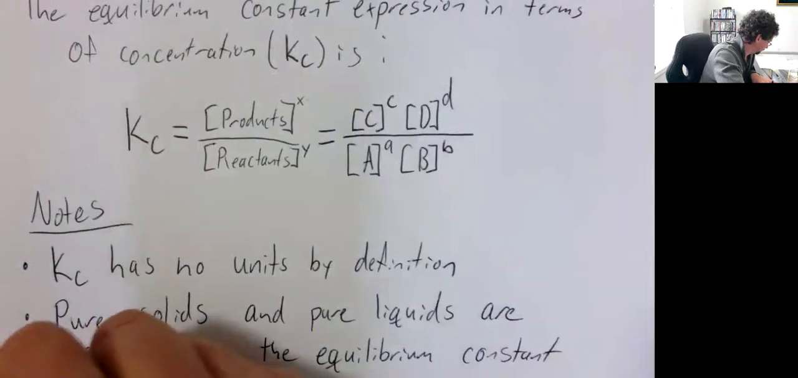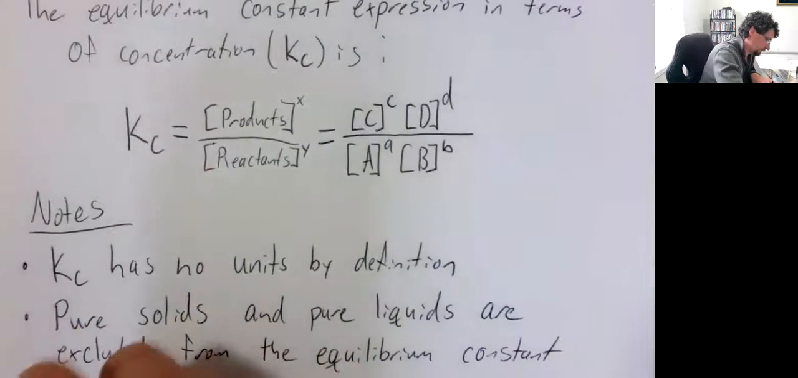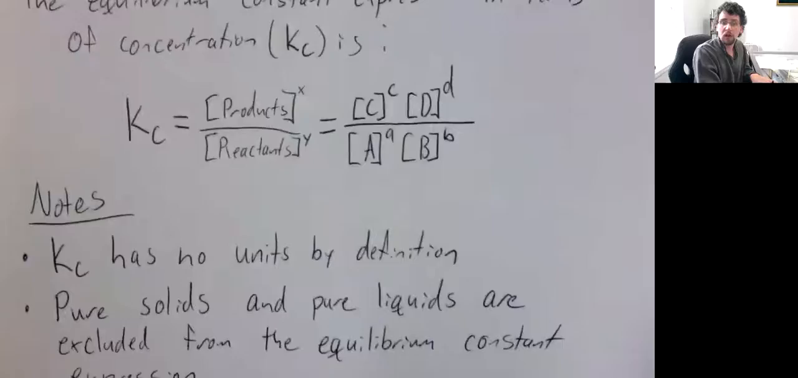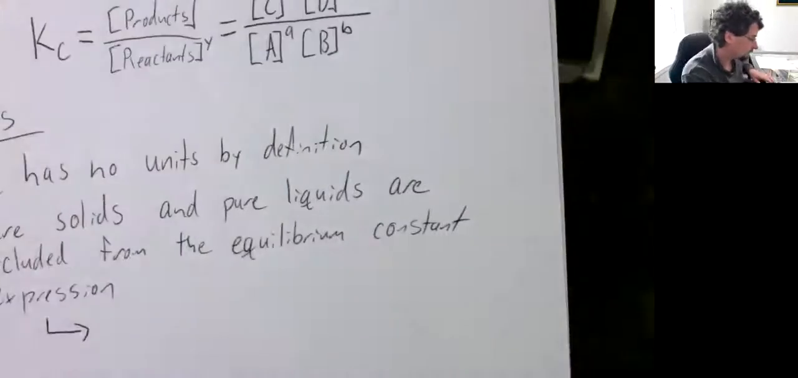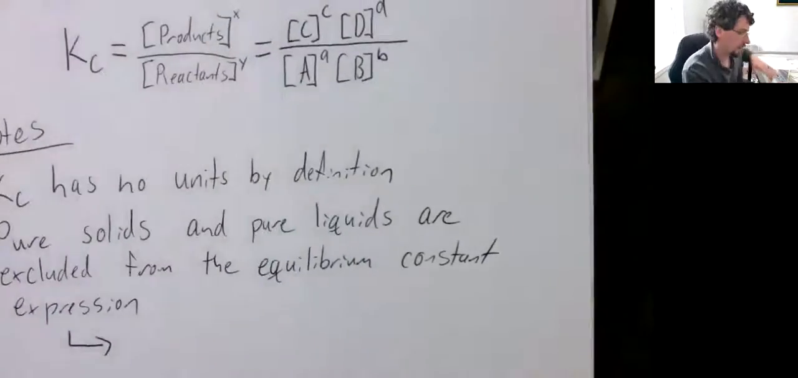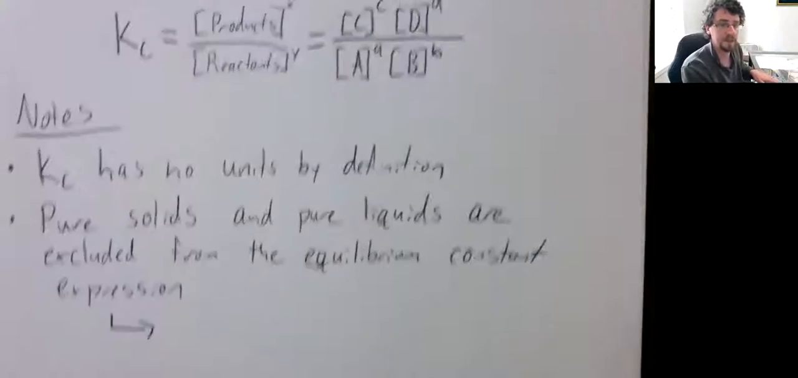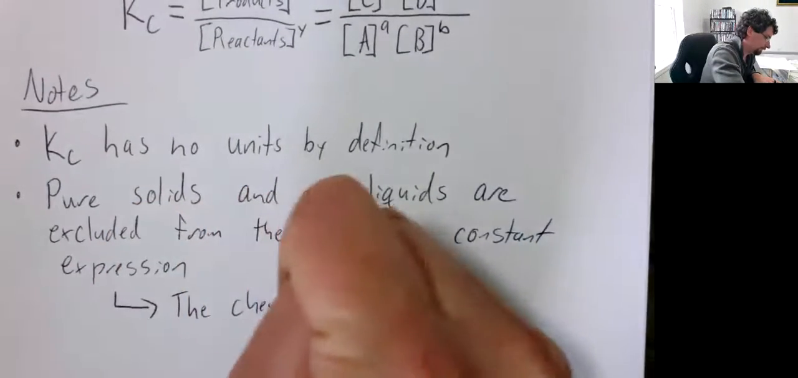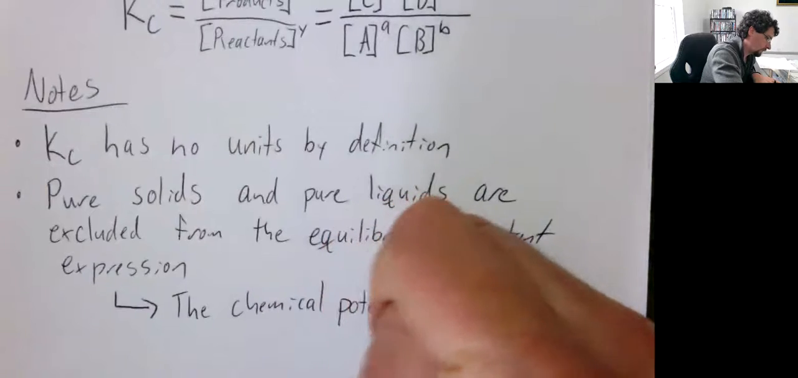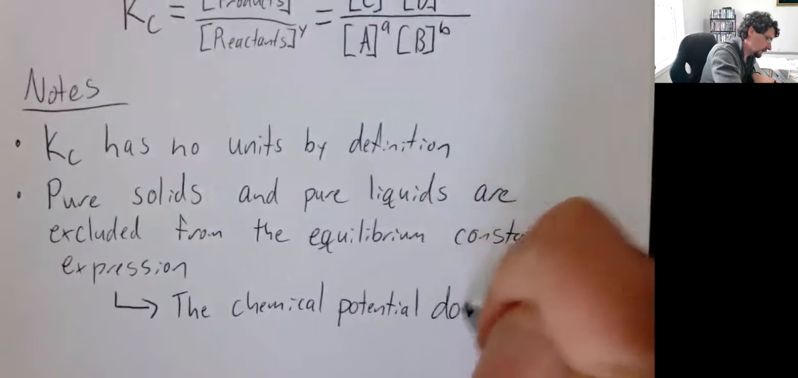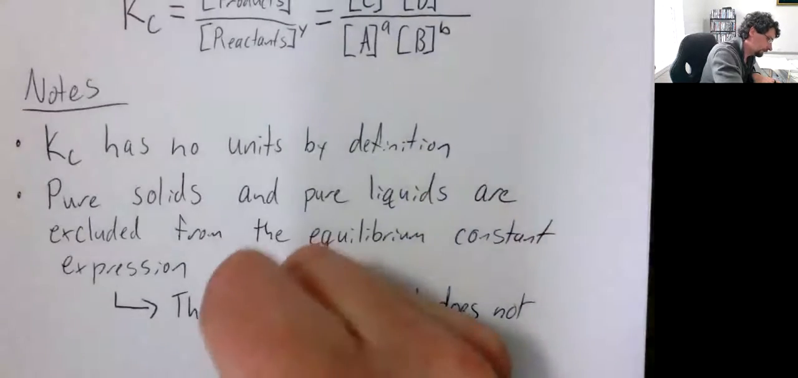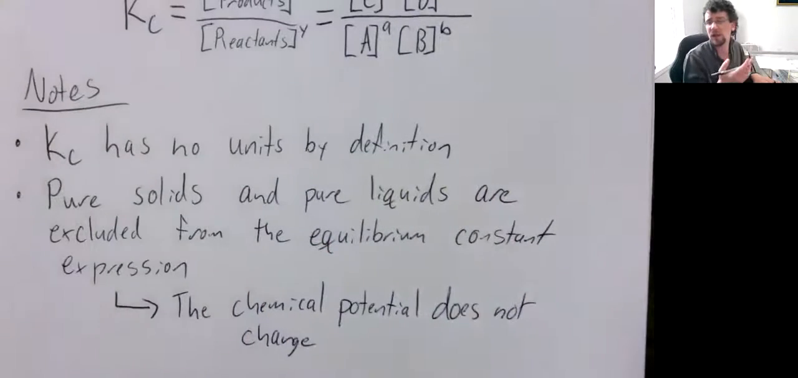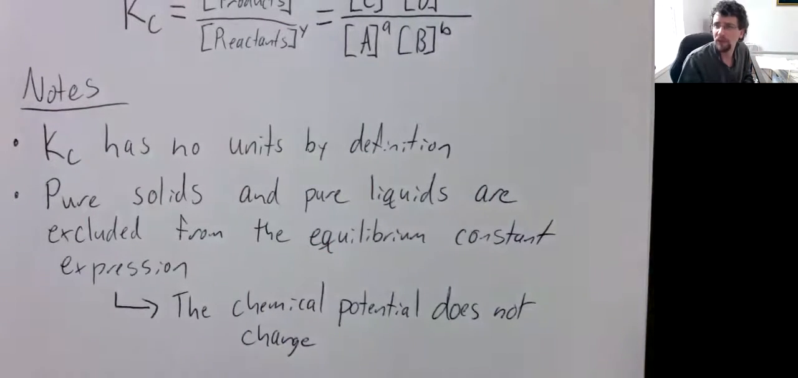Expression. The long answer to this is that the chemical potential of these systems is not changing. The chemical potential does not change. And their concentrations don't change very much, so we can assume this to be true. Okay, so let's look at some examples.